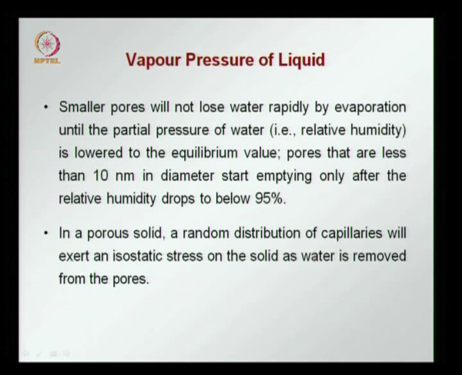So what we saw is that smaller pores do not lose water rapidly by evaporation until the partial pressure of water, that is the relative humidity, is lowered significantly, that is lowered to the equilibrium value. Pores that are less than 10 nanometers in diameter start emptying only after the relative humidity drops to below 90 or 95%. So, materials which have very tiny pores will not dry until the relative humidity drops very significantly. And also we saw that there is a stress generated as the material dries. So, as water is being removed from pores, say in a brick or concrete or even wood, we have a stress that is built up in the distribution of capillaries which exists in these materials which are porous, and this creates contraction or shrinkage of the materials.